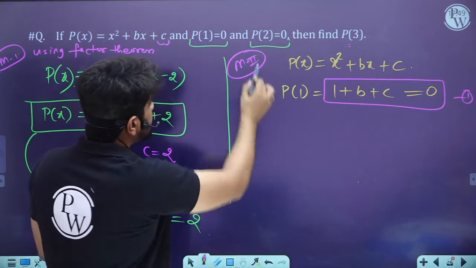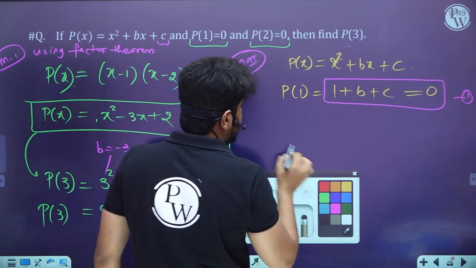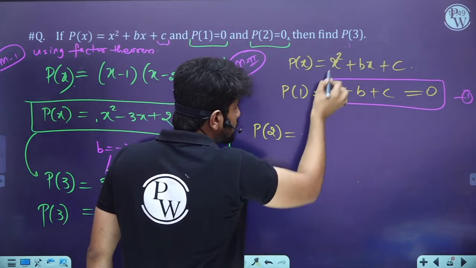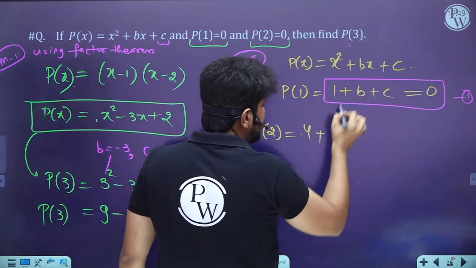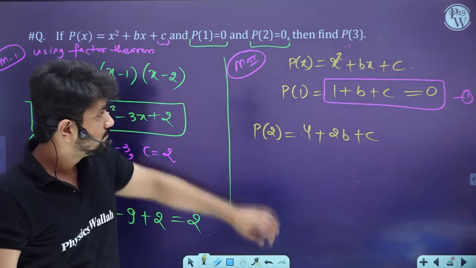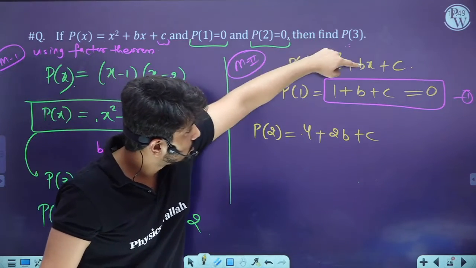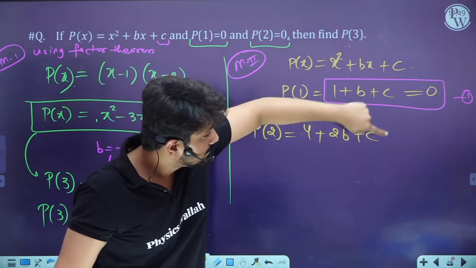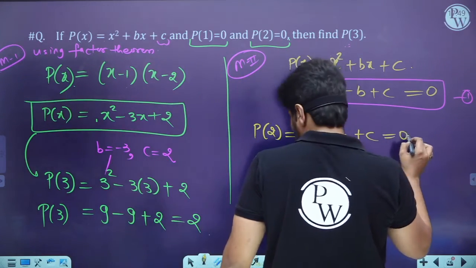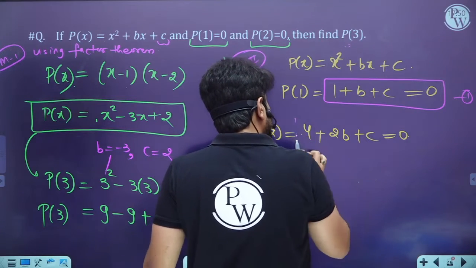Now they have said P of 2 is also 0. So I'm writing P of 2. What will be P of 2? In place of x, if I put 2, 2 square, which is 4, plus b times 2, that will be 2b plus c. This will be P of 2. 2 square, b into 2 plus c. P of 2 is also 0. Let's call it equation 2.